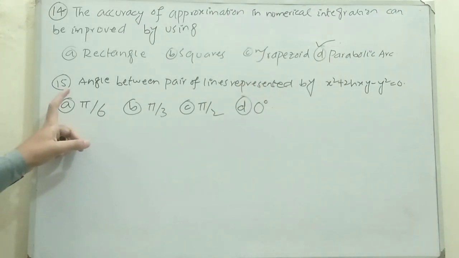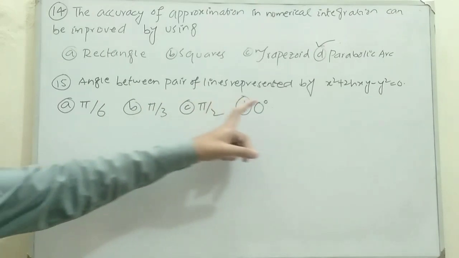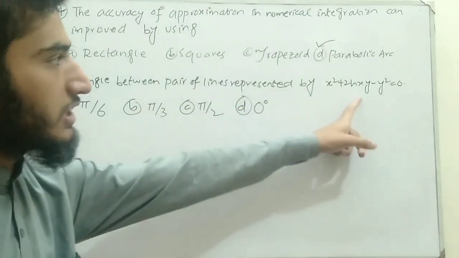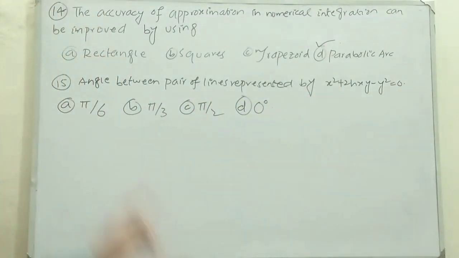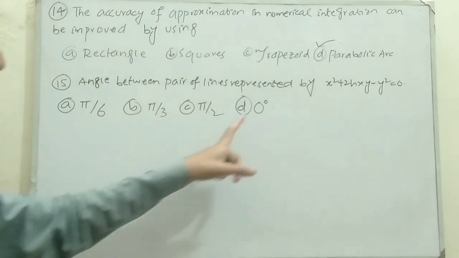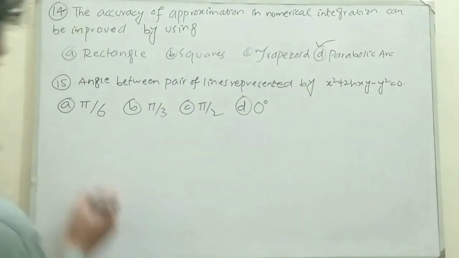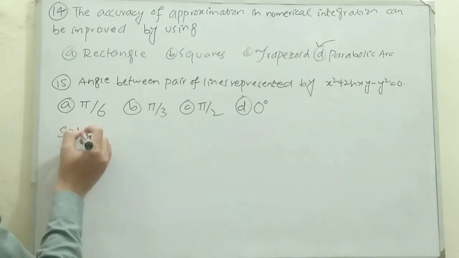Now move towards MCQ number 15. It tells that the angle between the pair of lines represented by x square plus 2hxy minus y square is equal to 0 will be pi by 6, pi by 3, pi by 2 and 0 degree. So let's move toward the solution of MCQ number 15.